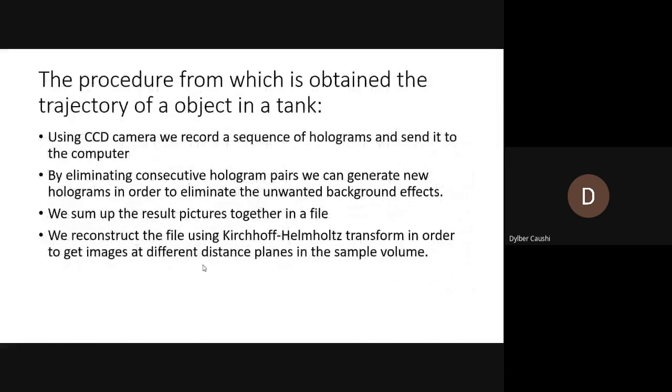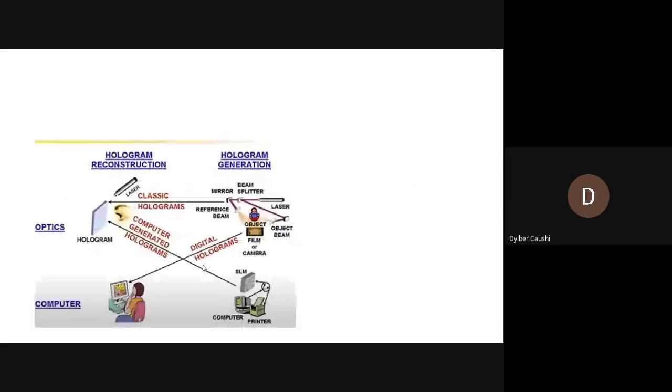The procedure from which the trajectory of an object in a tank is obtained: using a camera, we record a sequence of holograms and send them to the computer. By subtracting consecutive hologram pairs, we can generate new holograms in order to eliminate unwanted background effects. We sum up the resulting pictures together in a file, and we can reconstruct the file using the Kirchhoff-Helmholtz transform in order to get images at different distances in the sample volume. We have a picture for this one.